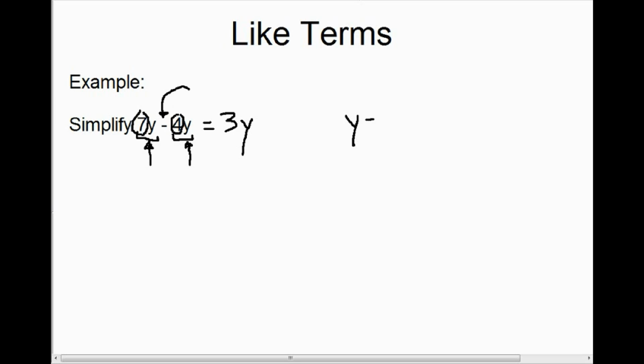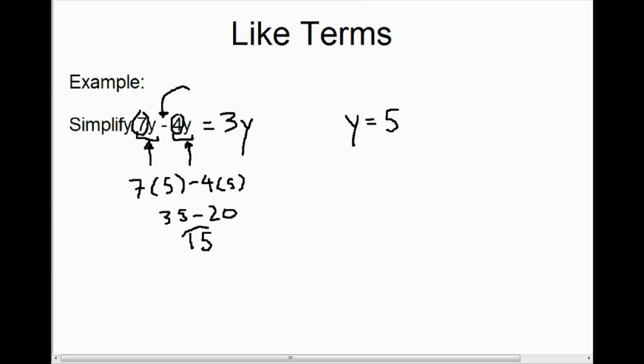Now, let's just confirm this again. Suppose y was equal to 5. If we substitute that into the original equation, we get 7 times 5 minus 4 times 5. 7 times 5 is 35. 4 times 5 is 20. And 35 minus 20 is 15.